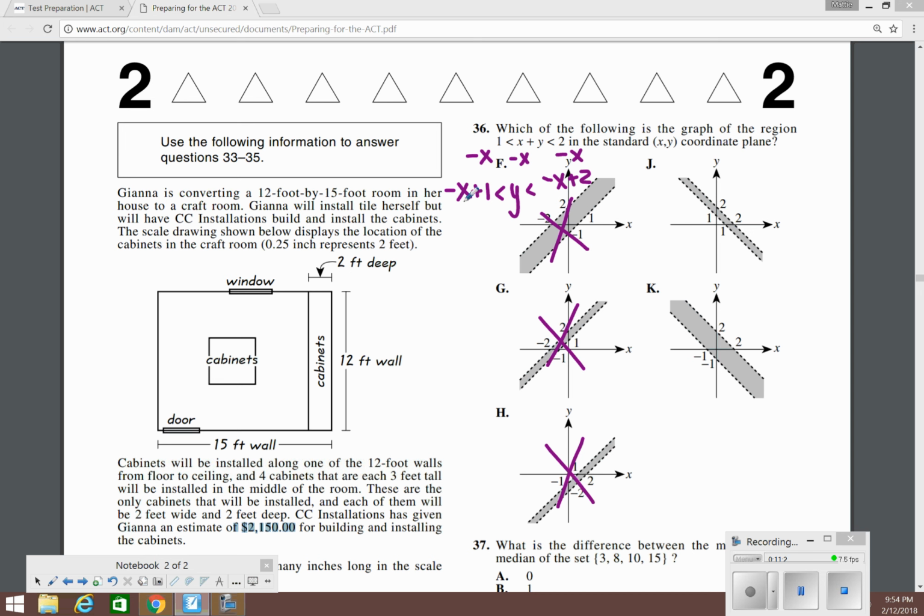The second thing I'm going to look at is the y-intercept. One of them should have a y-intercept at positive 1. The other one should have a y-intercept at positive 2. And so if you look at choice J, that's what I have. Choice K has positive 2 and negative 1. I want both of my y-intercepts to be positive, so I'm going to choose choice J.